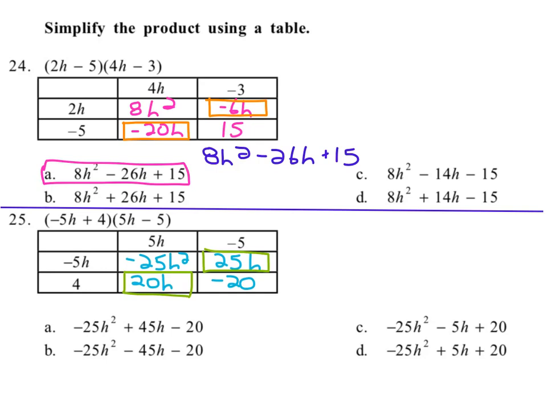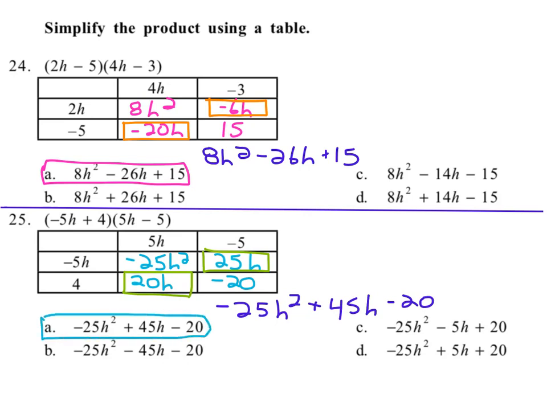So what do we get? We get negative 25h squared, that first term. The 20h and the 25h go together to be 45h. And the negative 20 is there at the end. And where do we see that? Negative 25h squared plus 45h minus 20. We see it again here in position A.